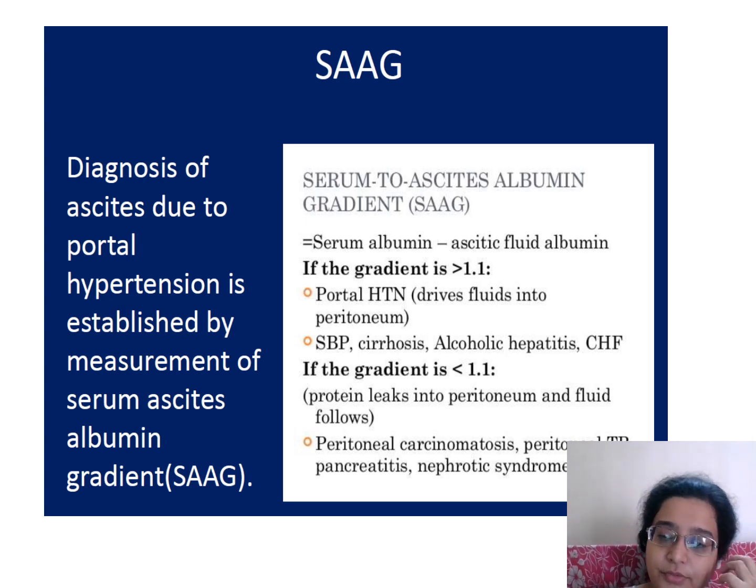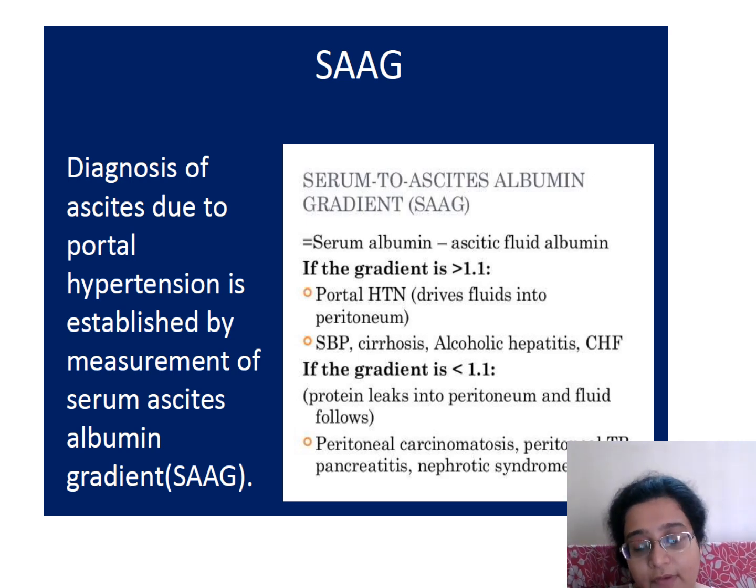Basically, SAAG is done to see whether the portal hypertension and the ascites which is happening is primarily due to a liver cause or something else. It has nothing to do with transudative or exudative, that was Light's criteria. SAAG is done to see whether the ascites is due to liver or not. And the liver cause can be cirrhosis, alcoholism, portal hypertension, anything. So if it is more than 1.1, it is due to liver. If the gradient is less than 1.1, then it is due to something other than liver, like kidney or pancreas. Okay.